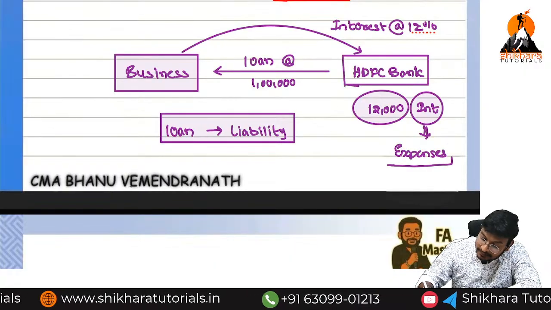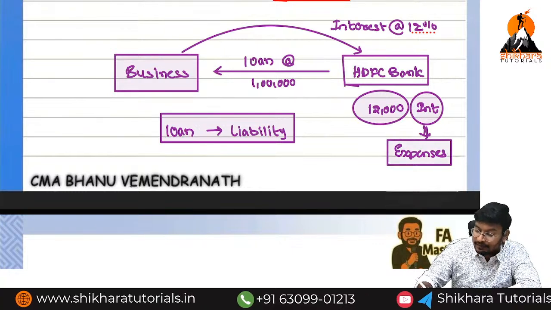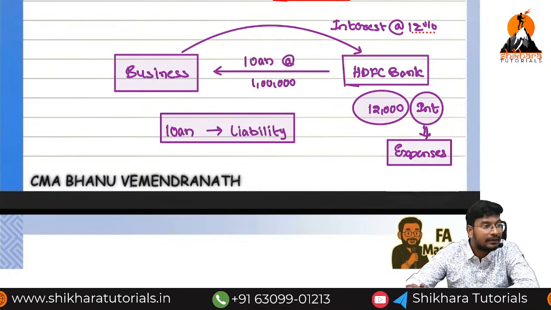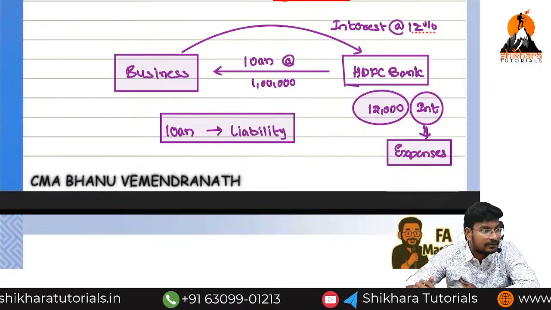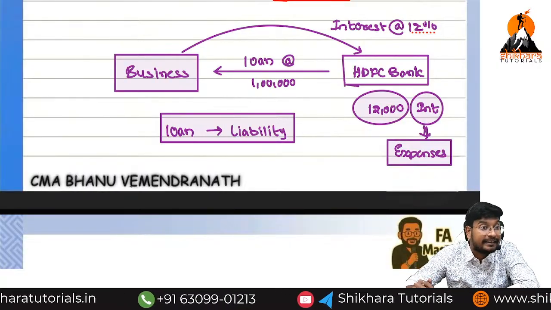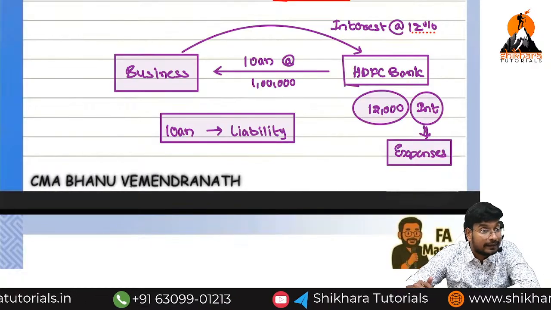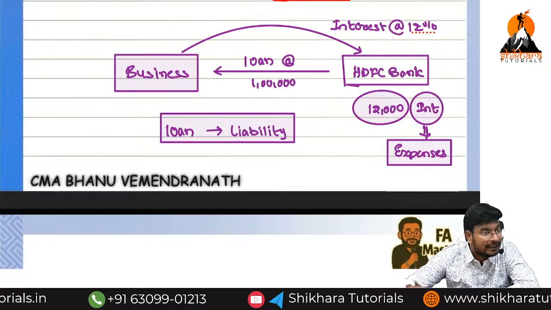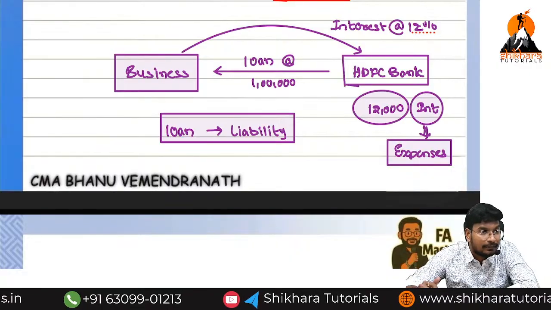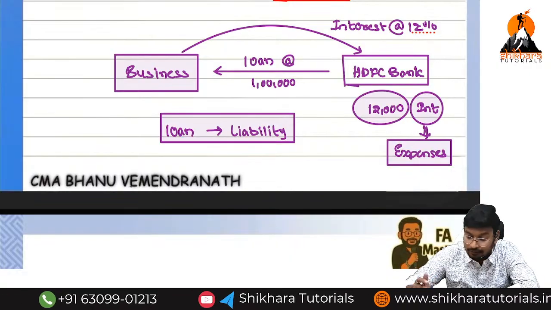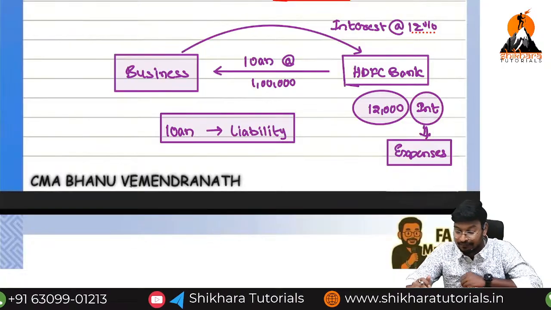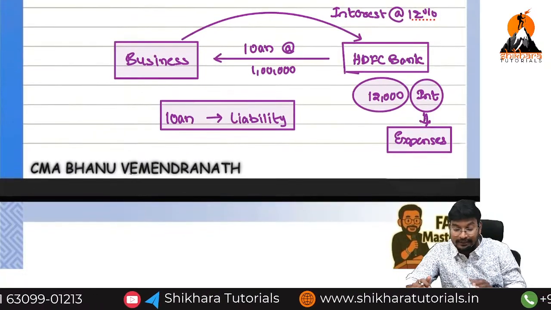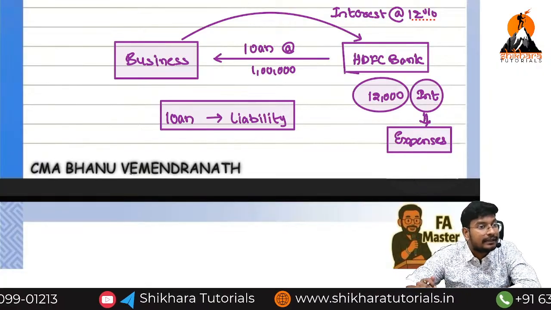Is it an expense or income? It is an expense because we are paying to the bank. This is called an expense. This interest is nothing but interest on loan. We have taken the loan, and what we need to pay to the bank is called interest on loan. It is an expense. So now the same concept is applicable for interest on capital also.